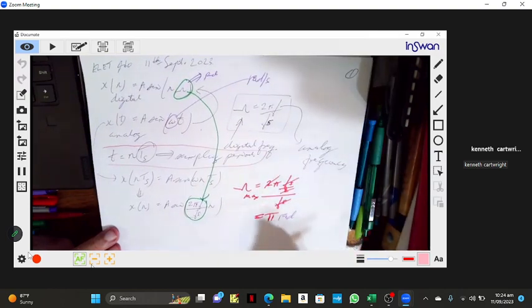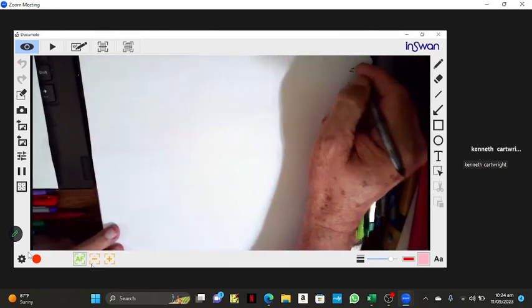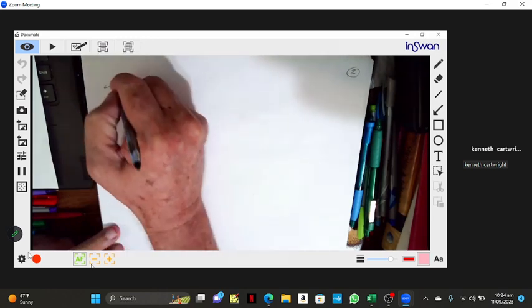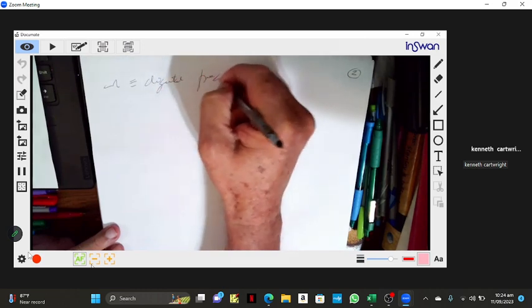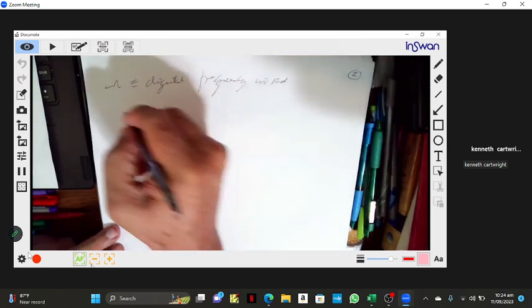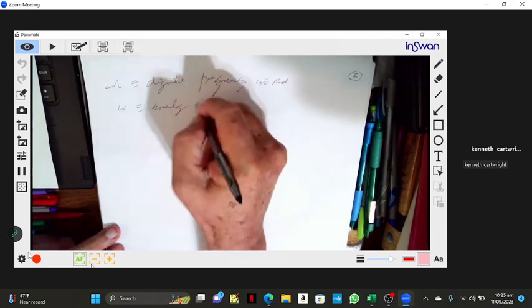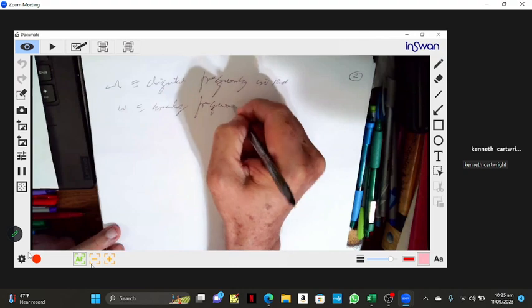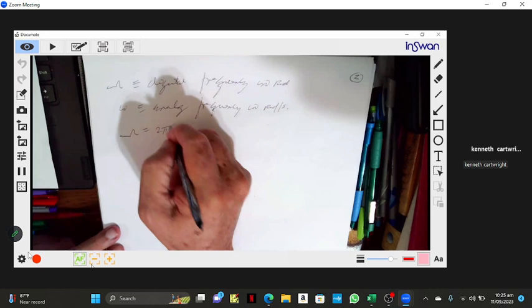Let's go to another page. So omega is digital frequency in radians. Omega is analog frequency in rads per second. And omega equals 2 pi f over Fs.